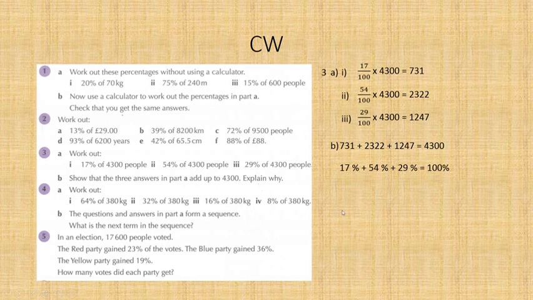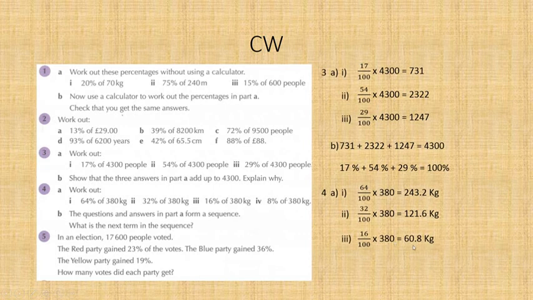It's a little bit tricky. Question number 4, I. Here I have 64% of 380. I will just do it the same. It's going to be 64 over 100 times 380, which equals 243.2 kilograms. In double I, 32% of the same number, 380, it's going to be 121.6 kilograms. And in triple I, it's going to be the same, 16% of the same number, which equals 60.8 kilograms. IV here, it's going to be 8 over 100 times 380, which is equal to 30.4 kilograms.